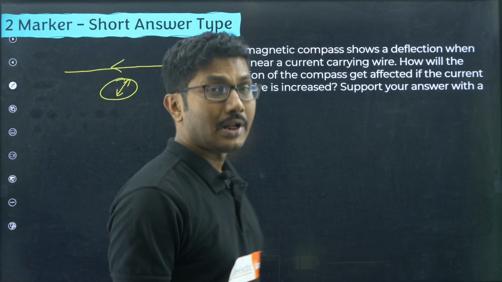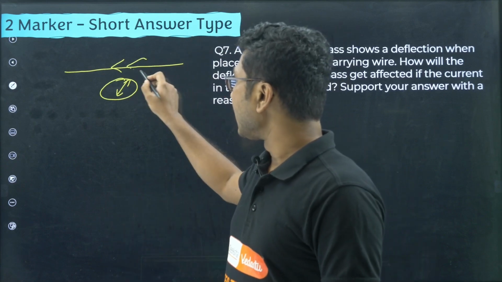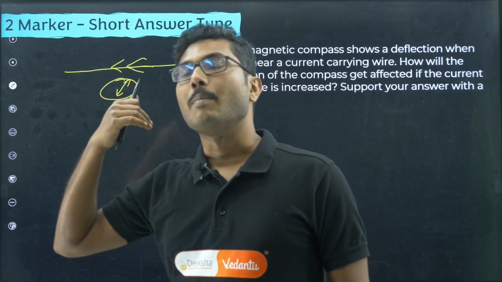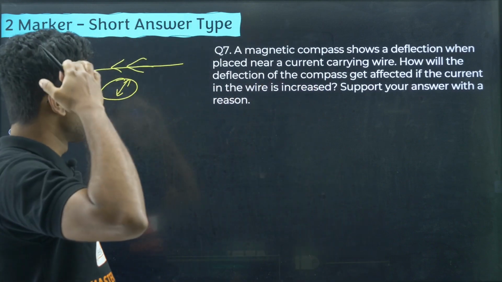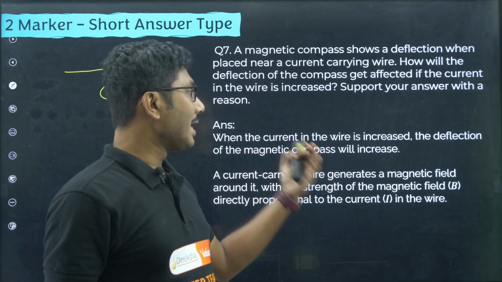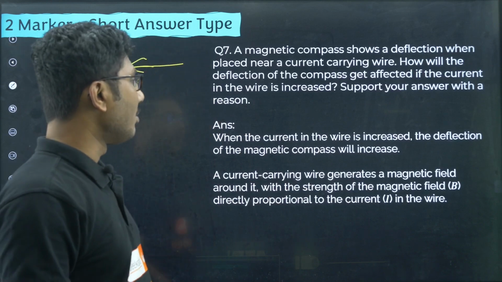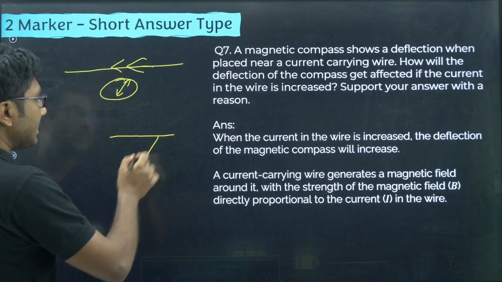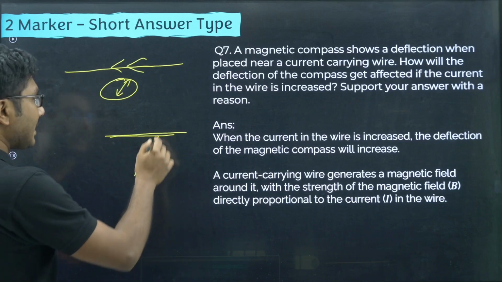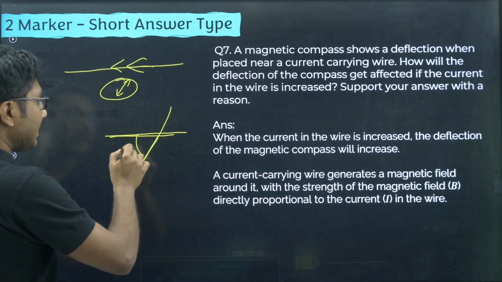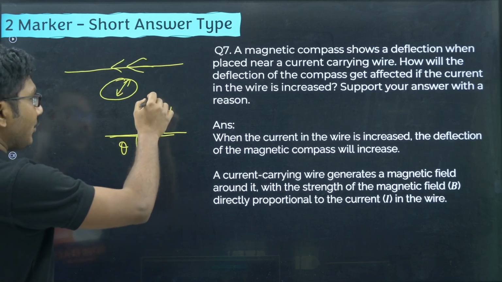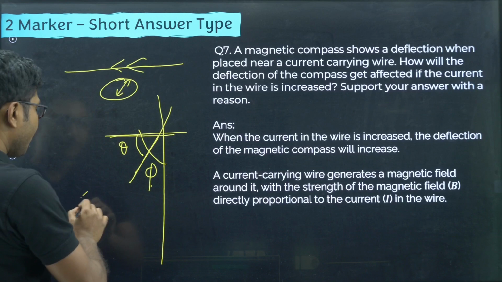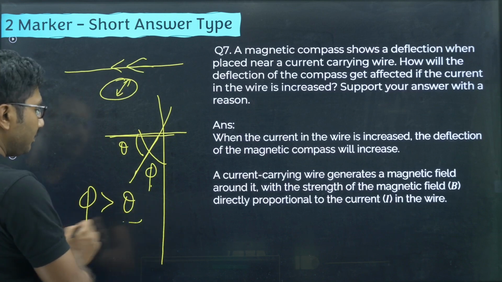Now, what will happen if you increase the current in the circuit? If you increase the current in the circuit, the magnetic needle will deflect by more degrees, right. So, why is it so? When the current in the wire increases, the deflection of the magnetic compass will definitely increase. Suppose initially this is at rest, this is the direction. Now, after the current started, this is the initial deflection, say theta, and if you increase the current the angle will be increased. So, now this is phi. So, phi is definitely more than theta.